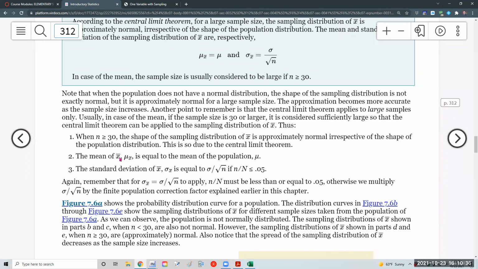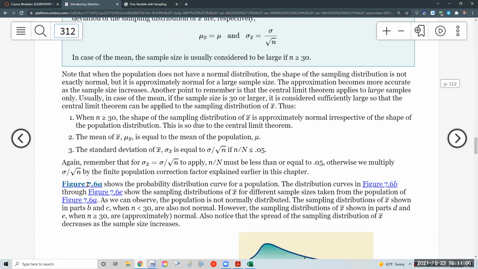Also, the mean of x bar, mu sub x bar, will always be equal to the mean of the population mu, and the standard deviation will be equal to sigma over square root n if this percentage is less than 5%. So again, remember, for sigma sub x bar equals sigma over square root n to apply, n over big N must be less than or equal to 5%. Otherwise, we multiply by the finite population correction factor that we had to do for that one problem.